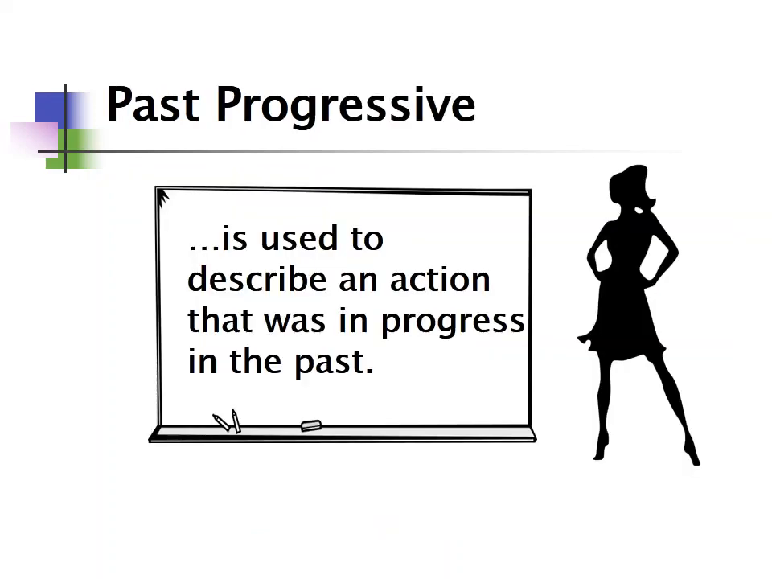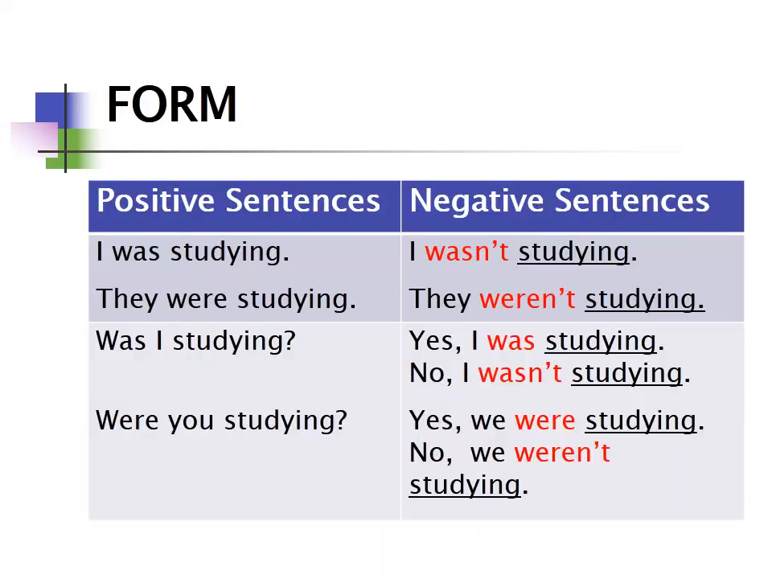The past progressive tense is also known as the past continuous tense, and it commonly follows adverbs such as while and as, which introduce the time clause. The past progressive tense is used to describe an action that was in progress in the past.